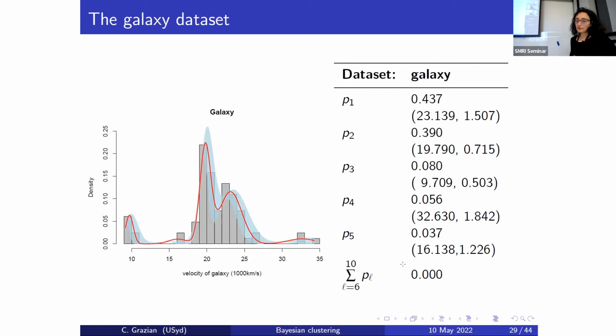And what we obtain on the Galaxy dataset is this. By imposing 10 clusters at the beginning of the analysis and using a Jeffreys prior for the weights, 5 components had a weight that was different from 0, and the remaining had a weight concentrated around 0. So we had a full distribution and a density which was larger than 0 only for 5 of the clusters.